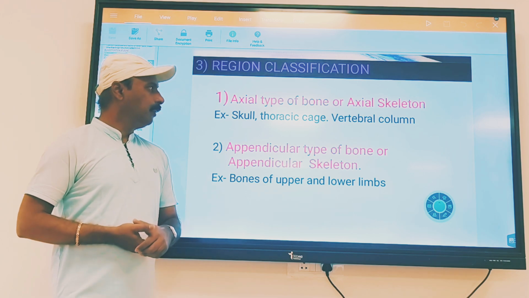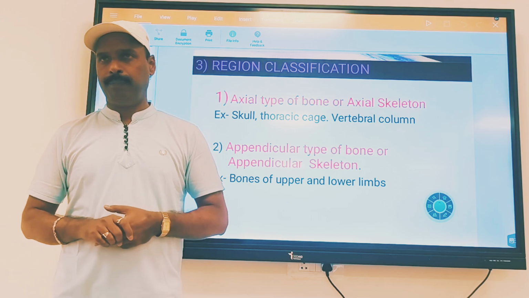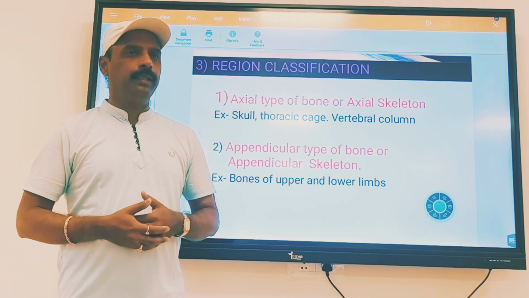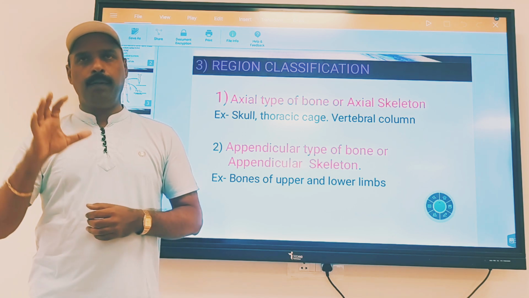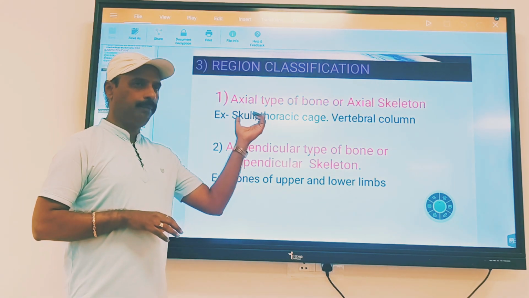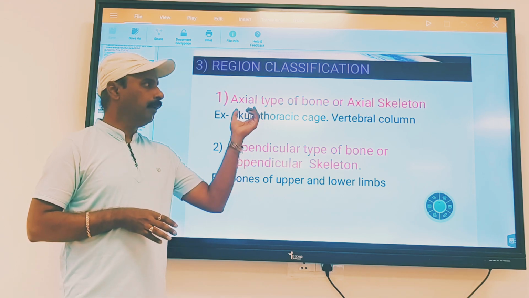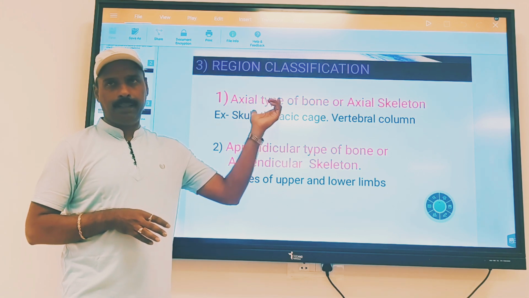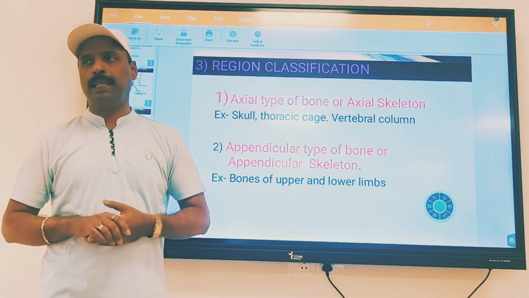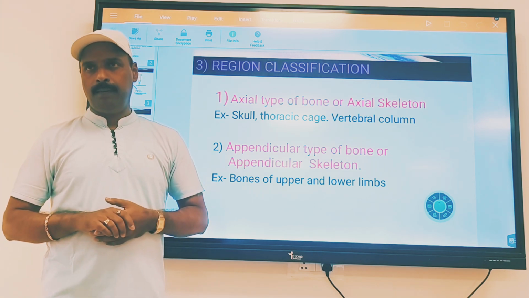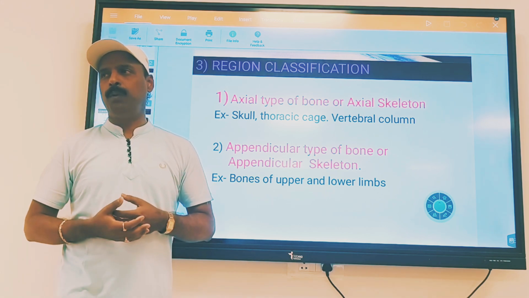Next we get the next type, as we have already studied this in the skeleton. The third broad classification is the regional classification of bone. One thing you have to remember: region-wise, we have the central axis, the median plane, and that we call the axial skeleton. The definition of bone is different, the definition of skeleton is different. Skeleton is a framework of the body which is made up of bones and cartilage.